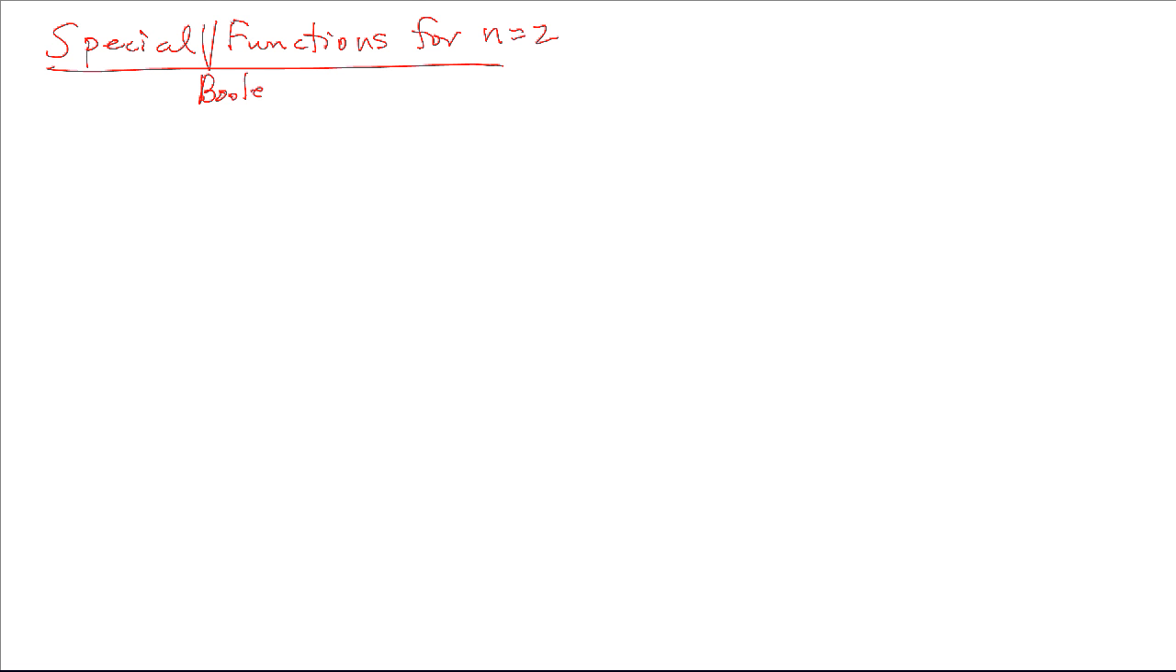So I have two different constant functions. Let me label this for n equals 2, special Boolean functions. We have two constant functions. We have f of p and q equal to 0, and we have f of p and q equal to 1. Okay, those are two possibilities.